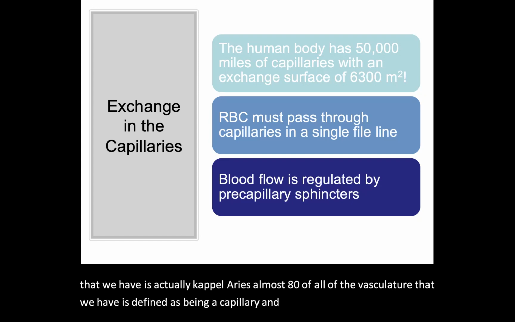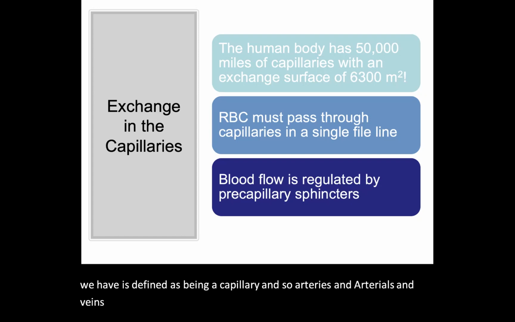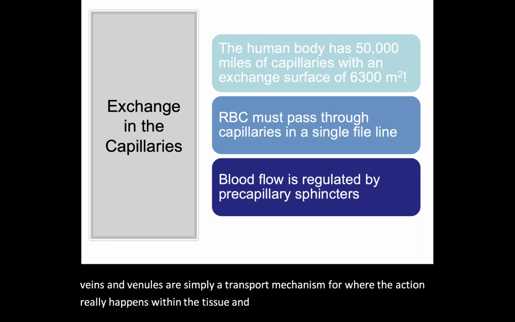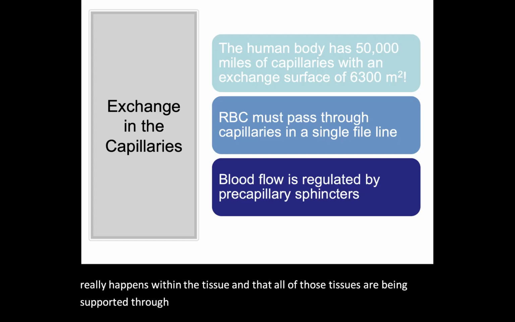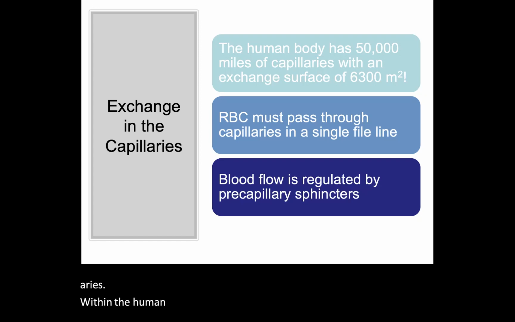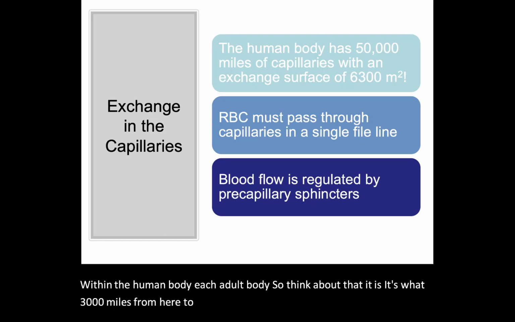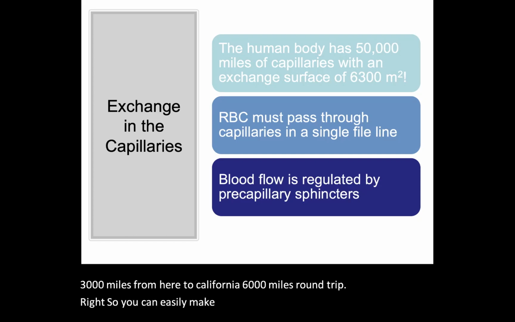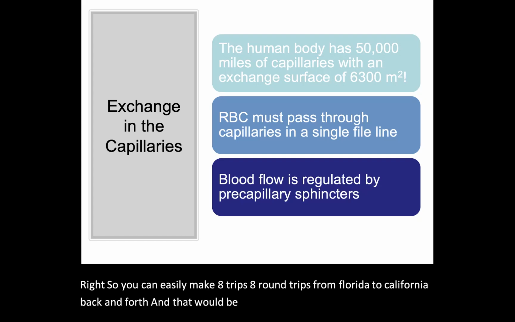And so arteries and arterioles and veins and venules are simply a transport mechanism for where the action really happens within the tissue, and all of those tissues are being supported through capillaries. So there's about 50,000 miles of capillaries within each adult human body. So think about that. It's 3,000 miles from here to California, 6,000 miles round trip. So you can easily make eight round trips from Florida to California and back, and that would be equivalent to the length of capillaries that we have.